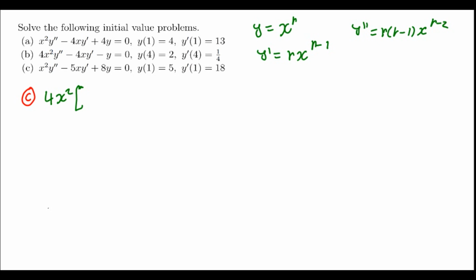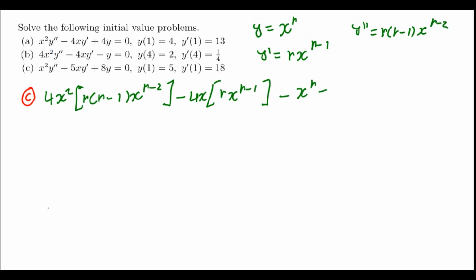Yeah, so my y double prime is r, then r minus 1, then x to the power r minus 2, then I have minus 4x. In the brackets I have y prime, which is r x to the power r minus 1. Then what else do we have? Minus x to the power r is equal to 0. So you can do the distribution here. That would be 4r, then you have r minus 1, x to the power r.